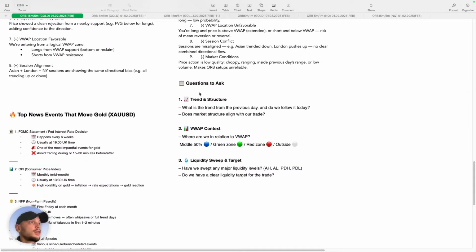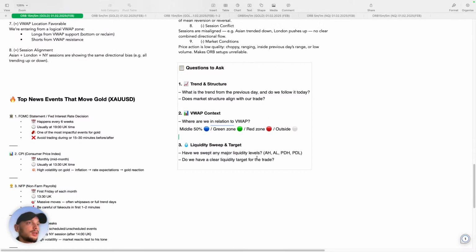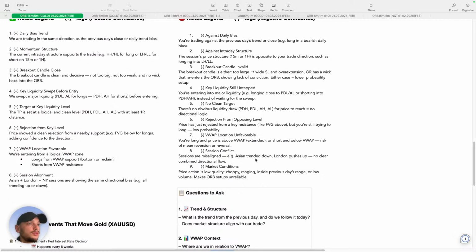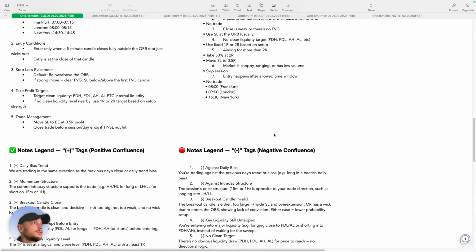This is the question I ask myself every day. And I did this live, I did this today on live. What was the trend structure? Is it continuation? Is it reversal? Liquidity and sweep targets. Did we sweep something? Do we have another target? VWAP, where is the VWAP? Are we in premium? Are we outside of the VWAP? Are we in premium or discount zone? So these are the questions I ask myself before entering a trade, or before I have the idea of the trade.